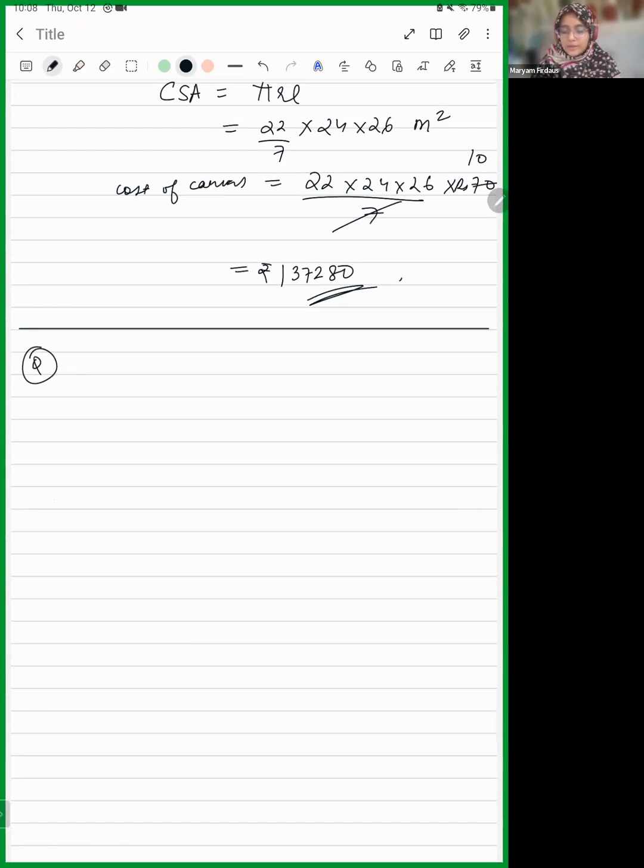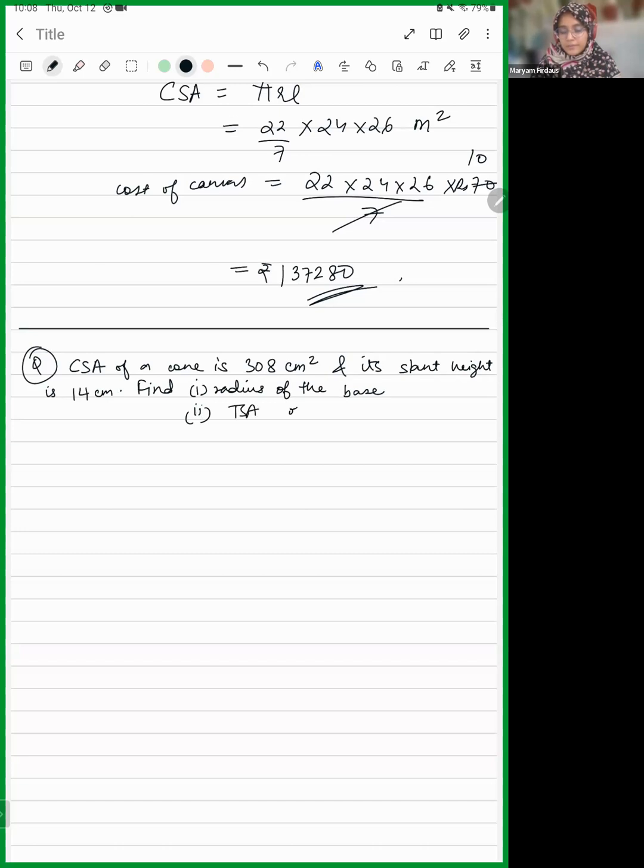Curved surface area. Okay, I'll just write it. The CSA of a cone is 308 centimeter square, and its slant height is 14 centimeters. Find the radius of the base and the total surface area of the cone.